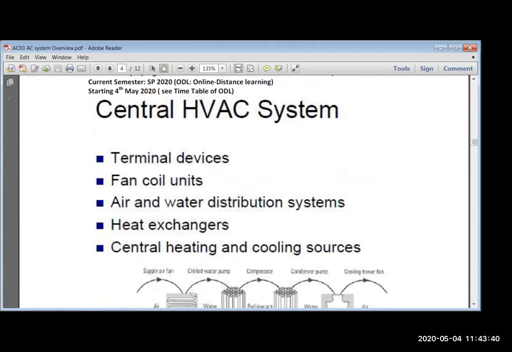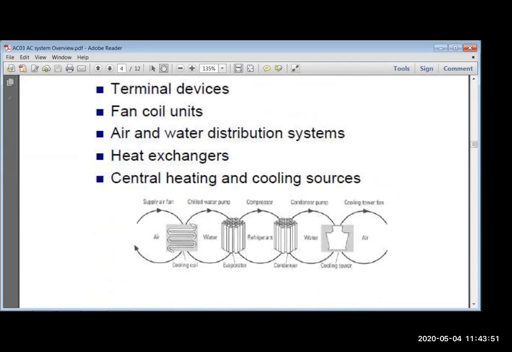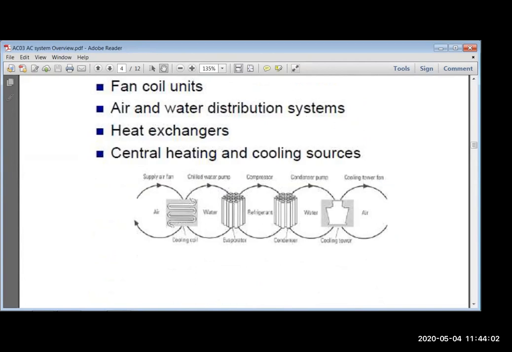Now, in a central AC system, we use terminal devices like fan coil units, air handling units, heat exchangers, and central heating and cooling. We will discuss central heating and cooling sources. What are the sources? Sources may be outside air. Outside air takes away heat of the cooling tower. The cooling tower takes away heat with the water from the evaporator, from the chiller. And refrigerants take heat from water to cool it to create chilled water. And chilled water takes heat from the occupants and gives it to the evaporator.